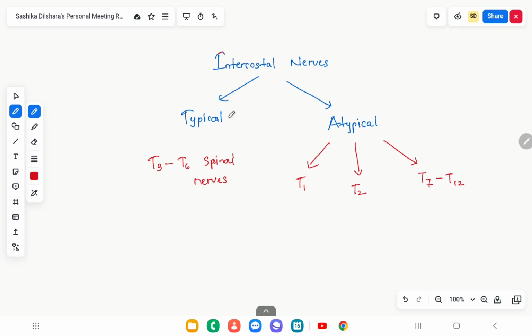Intercostal nerves can be divided into two groups: typical intercostal nerves and atypical intercostal nerves. Typical intercostal nerves are the spinal nerves T3 to T6. That means T3, T4, T5, T6 are the typical intercostal nerves. Then the atypical intercostal nerves are T1, T2, T7 to T11. That means T7, T8, T9, T10, T11 and T12. Those are the atypical intercostal nerves, and typical intercostal nerves are the T3 to T6 spinal nerves.